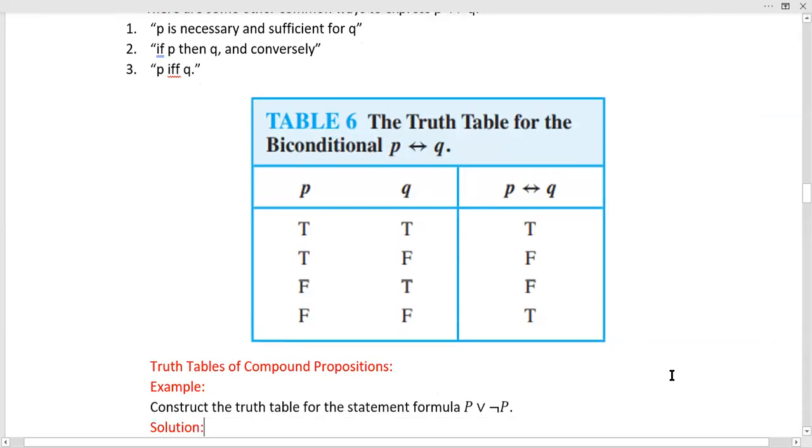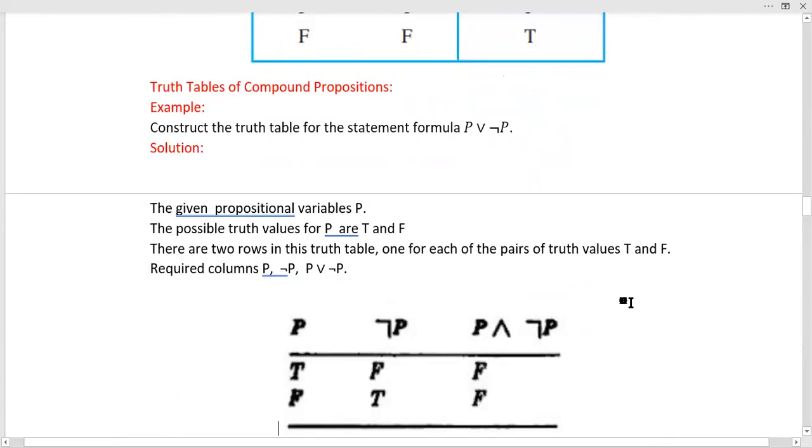Now we have to discuss some examples. See this one, the first question. Construct the truth table for the statement formula P or negation P. I will explain some of the problems on the whiteboard. You will solve the remaining problems at home. Are you okay?